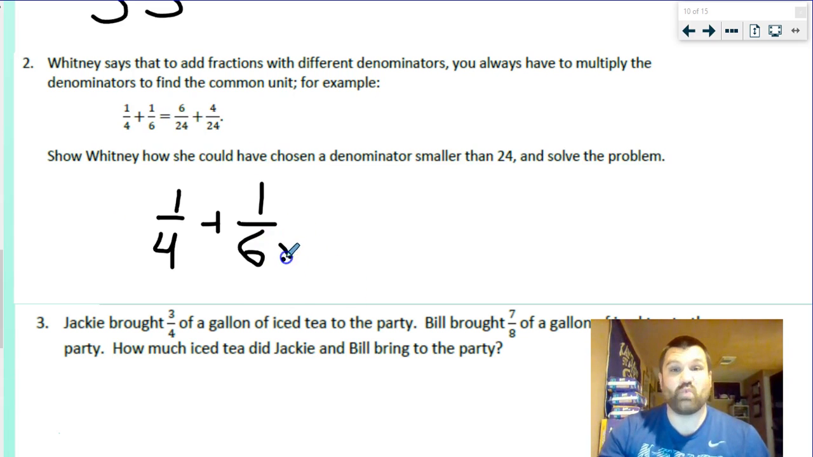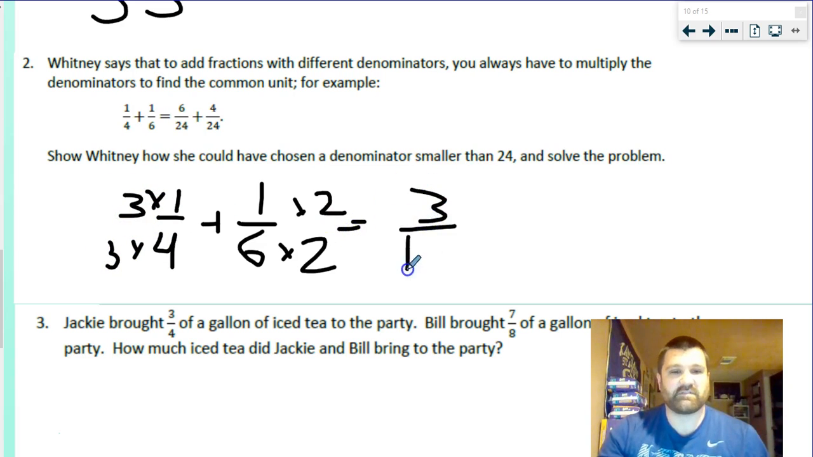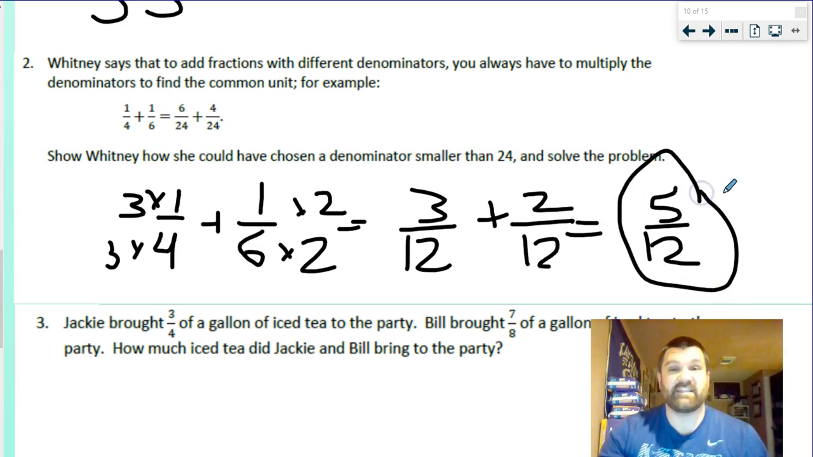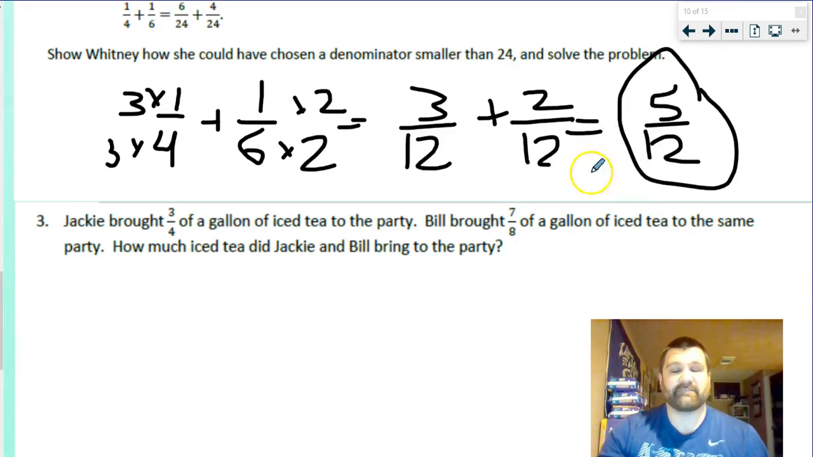So 6 times what? 6 times 2. What you do on the bottom, you do on the top. Same over here, right? 4 times 3 equals 12. So then you end up with 3/12 add 2/12, which is 5/12. That's the answer. Excellent. Okay, and that's the easiest way. Take the big number, add it until you find a common multiple.